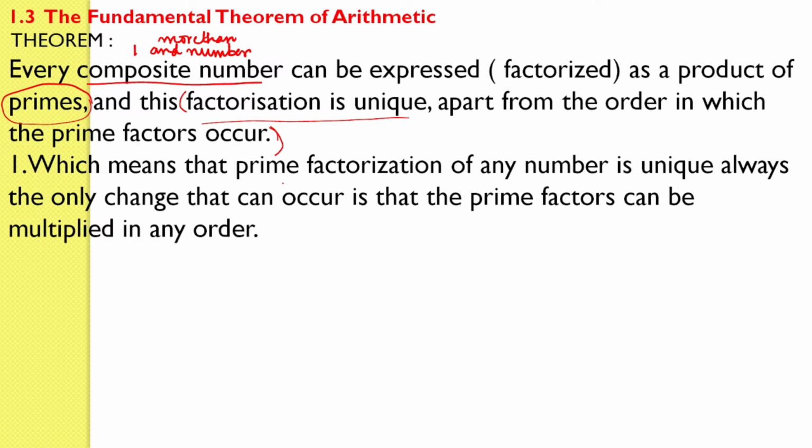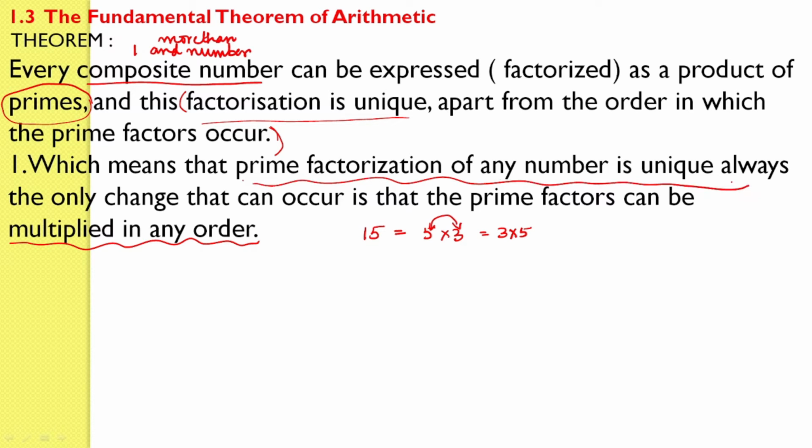So it means that the prime factorization of any number is always unique. If we consider one number as, let's say, 15, it can be expressed in the factors of 5 multiplied by 3. This can also be written as 3 multiplied by 5. Even though the places have been changed, the product remains the same. So 15 is the product always. That is what the theorem explains: even if you change the order in which the factors are multiplied, the prime factorization of the number is always unique.